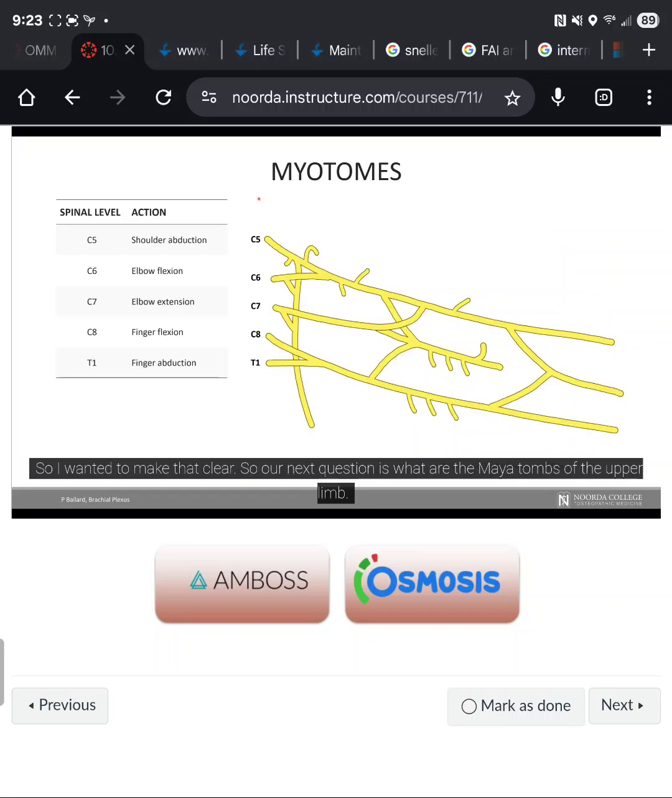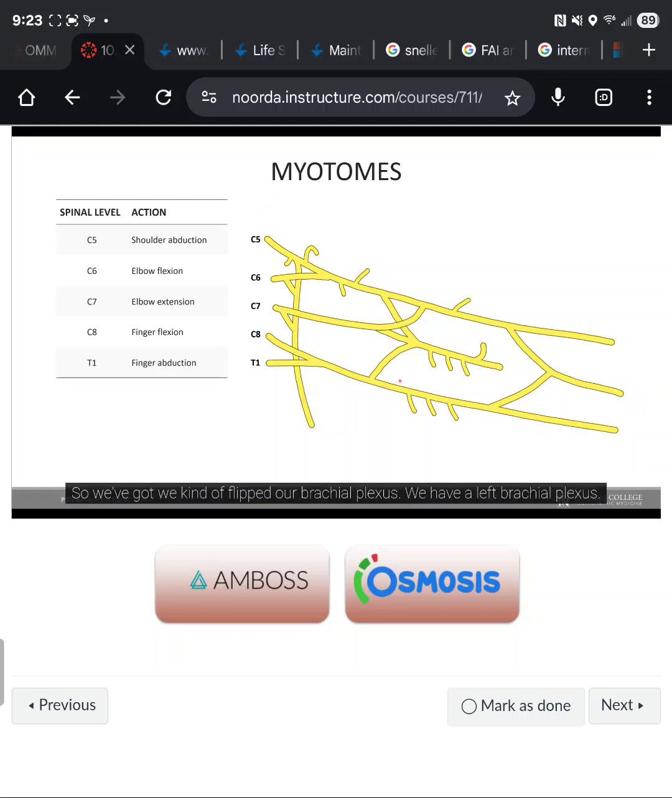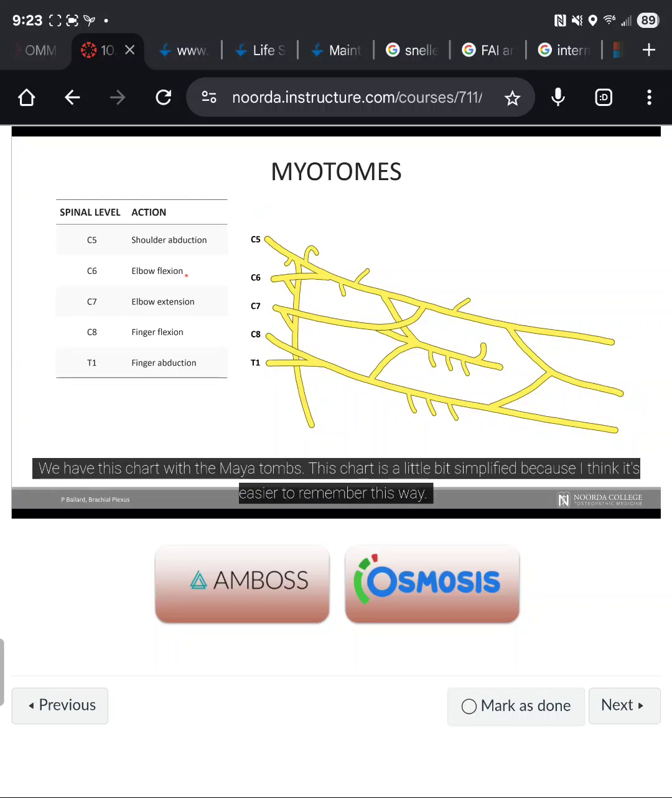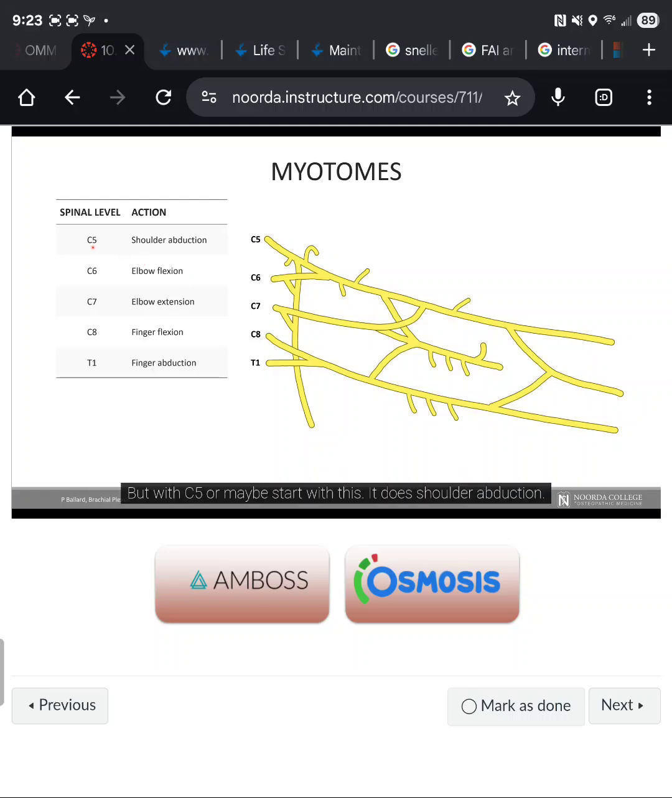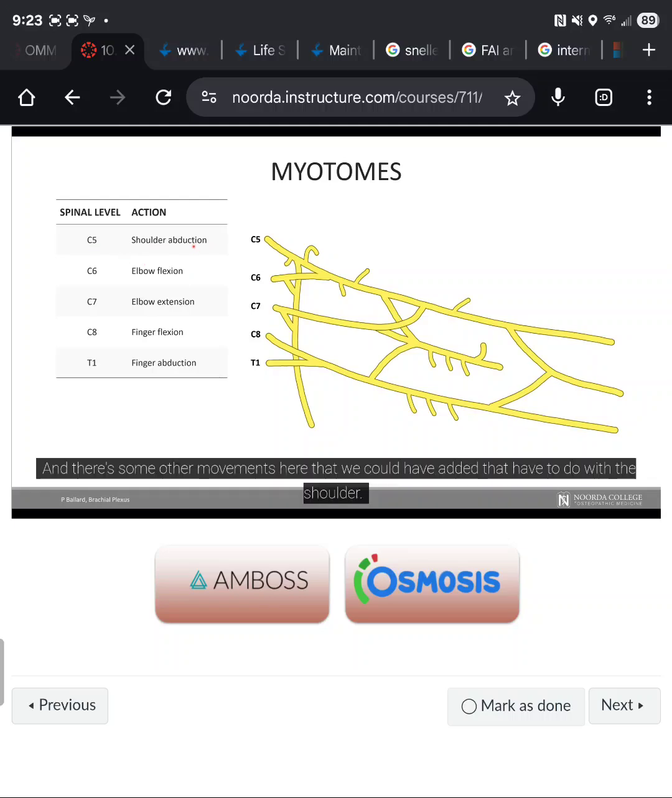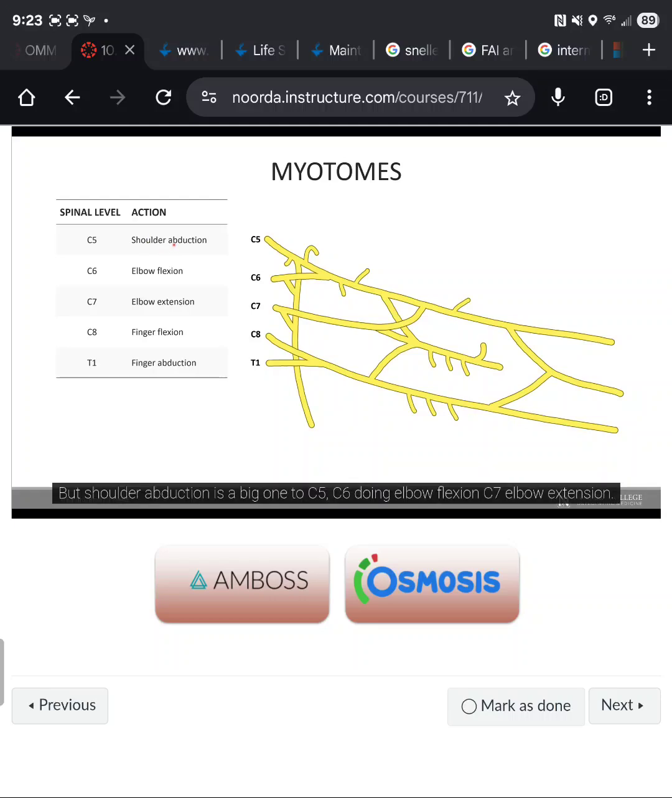So our next question is, what are the myotomes of the upper limb? So we kind of flipped our brachial plexus. We have a left brachial plexus. We have this chart with myotomes. This chart is a little bit simplified because I think it's easier to remember this way. But with C5, we'll maybe start with this. It does shoulder abduction. And there's some other movements here that we could have added that have to do with the shoulder, but shoulder abduction is a big one with C5.